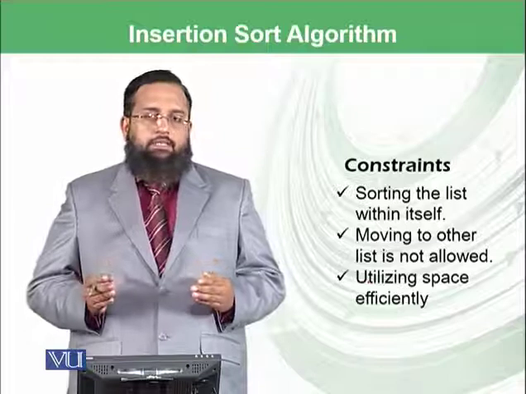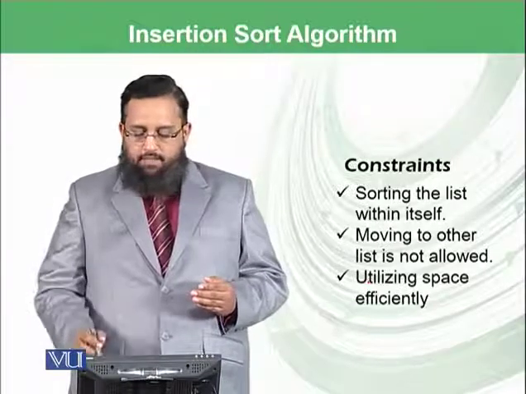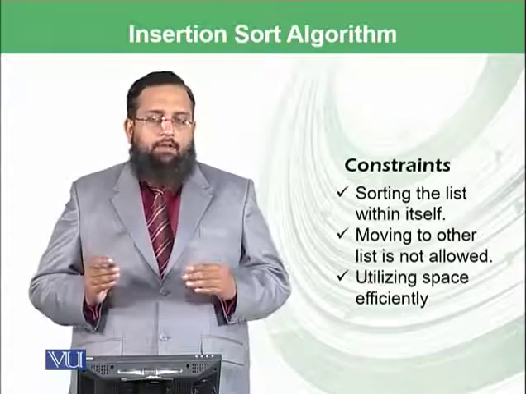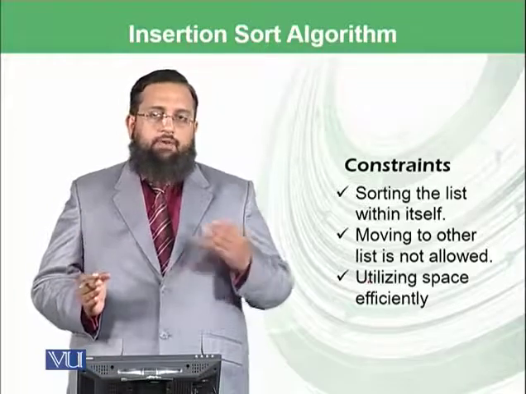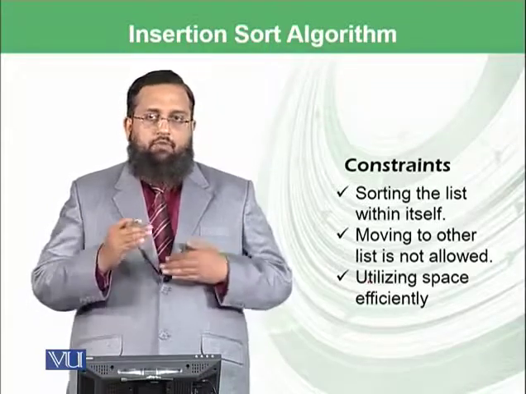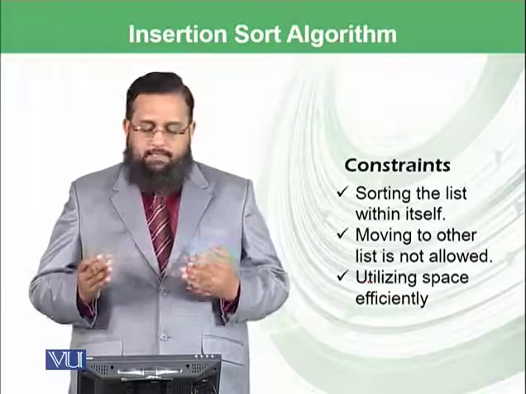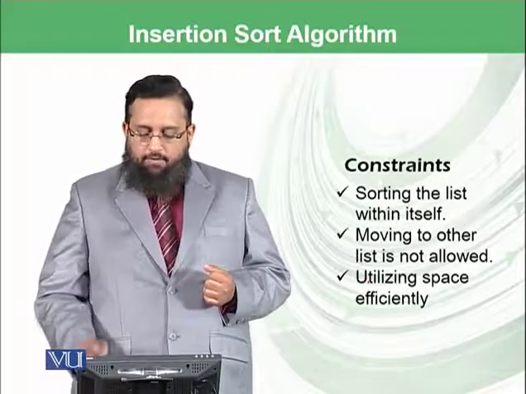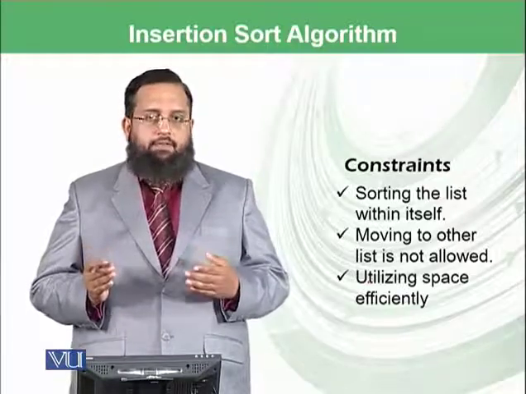And what constraints do we have to solve it? One of the things is sorting the list within itself. So we will not be given further space to move the names to. So we need to reuse the same space to sort this list. And moving to another list is not allowed, and this is because we want to utilize space efficiently.